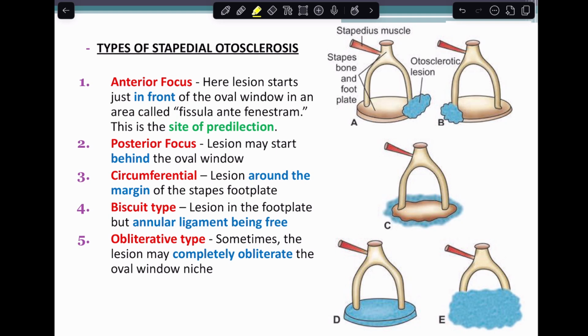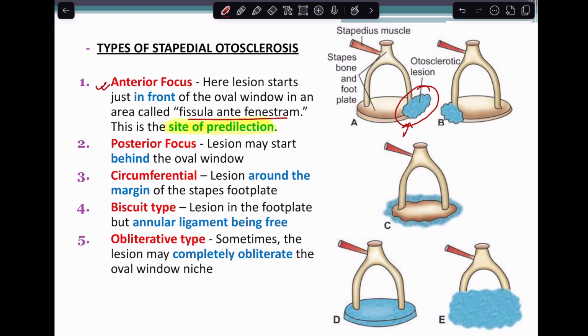So we know that the common site for otosclerotic lesions is the footplate of stapes. Now, if we divide it into 5 types, the first type is anterior focus. Now, let's look at the images over here. The first image marked A. This is what anterior focus lesions look like. So here the lesion is starting just in front of the oval window, and this area is known as fissula ante fenestrum. And this is the most common site of predilection in case of stapedial otosclerosis.